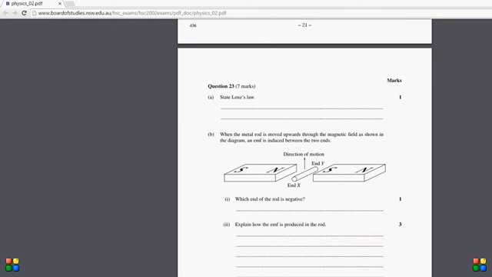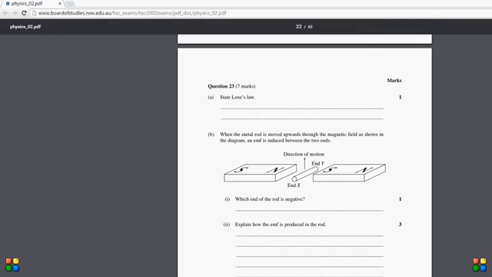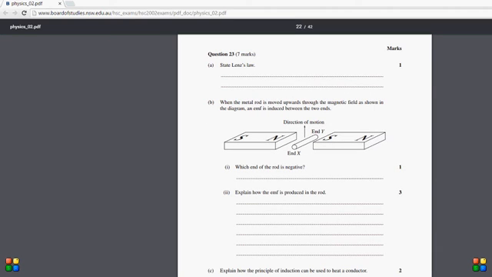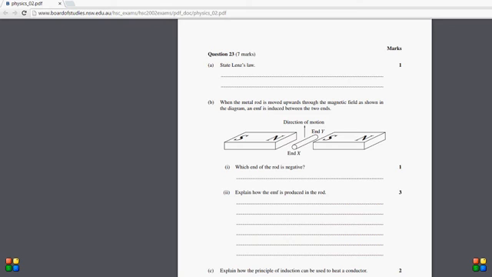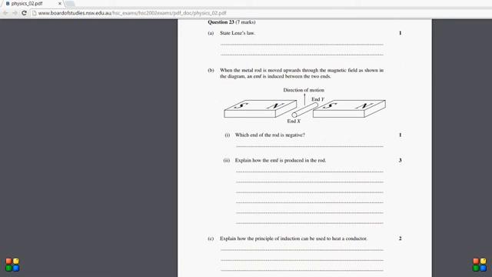Okay. When the metal rod is moved upwards through the magnetic field as shown in the diagram, an EMF is induced between the 2 ends. Which end of the rod is negative? Alright. So our fingers point from left to right. Our palm is pointing down because the direction of motion is up, and our thumb points to end X. So I'll probably say end X, but then again, conventional current, yeah, it's all a mystery, but I would apply the left hand rule.